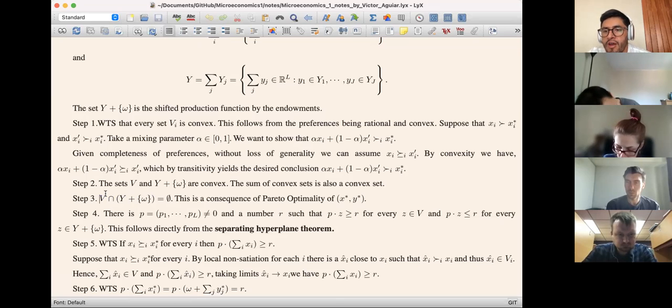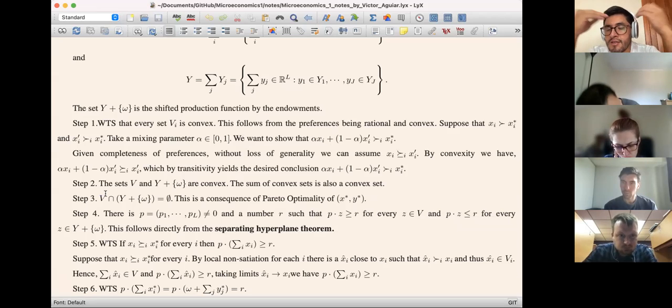So you cannot make an individual i strictly better off without leaving the feasible allocations. Do you understand? So step 3 is crucial, but it's just a very geometric way of seeing Pareto allocations, okay? This is Pareto optimal. Essentially, it says that the intersection of the set capital V and the set Y plus omega is empty, okay? Great.